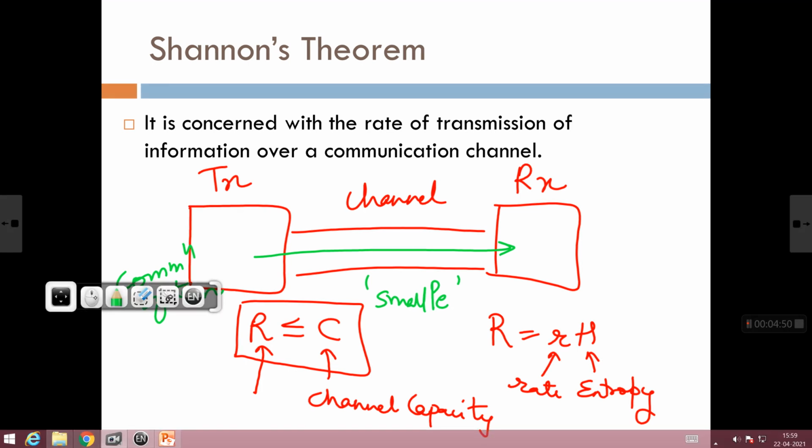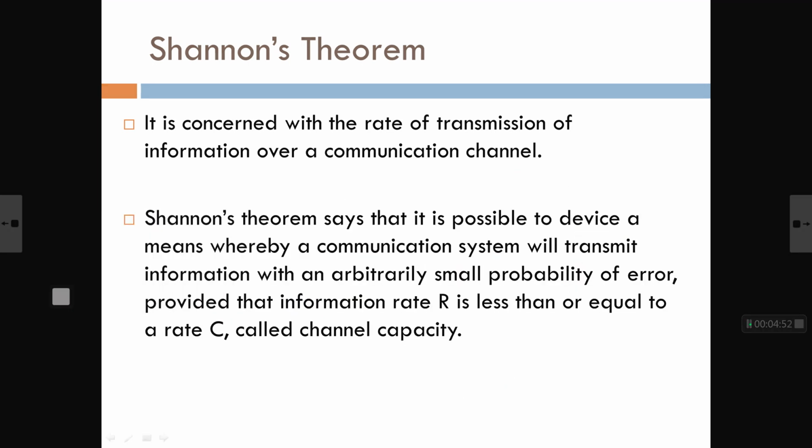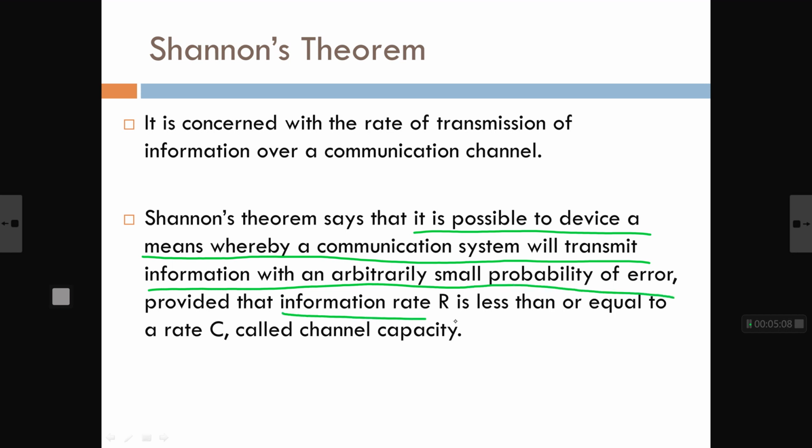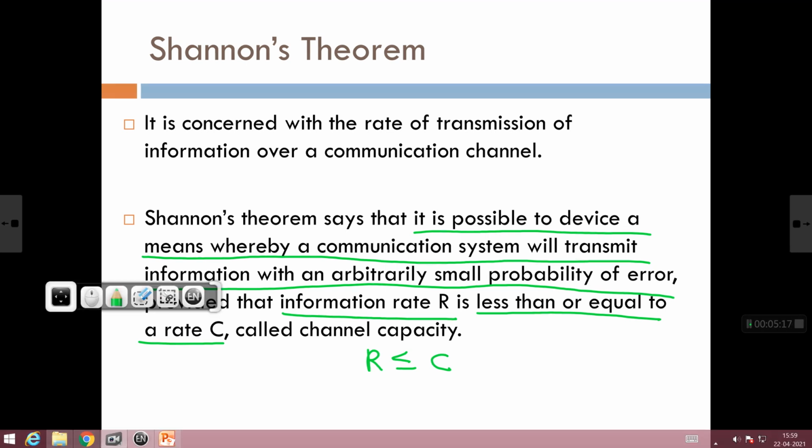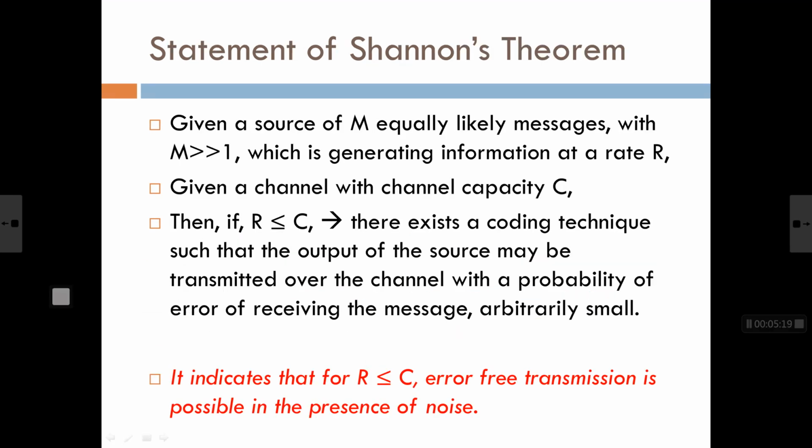Now, once again I would like to go through this theorem. It says that it is possible to devise a means whereby a communication system will transmit information with an arbitrarily small probability of error, provided that R is less than or equal to C, where C is nothing but channel capacity. This is the exact statement of Shannon's theorem.